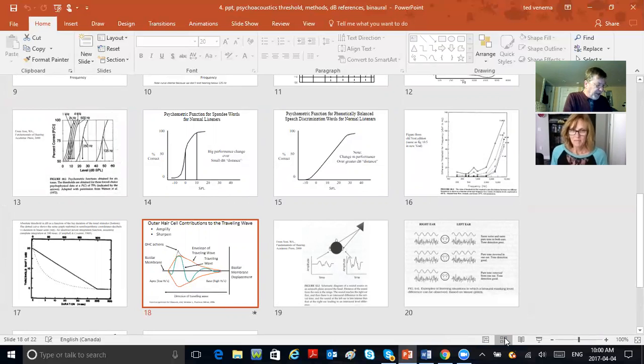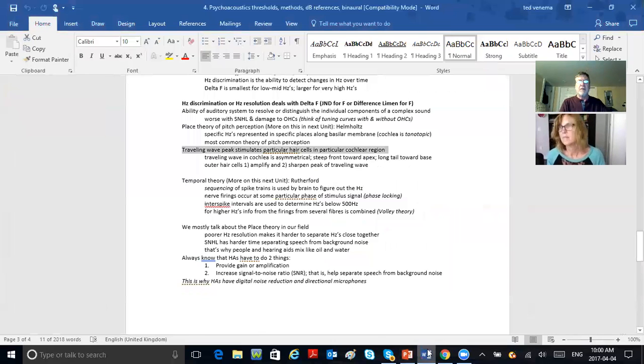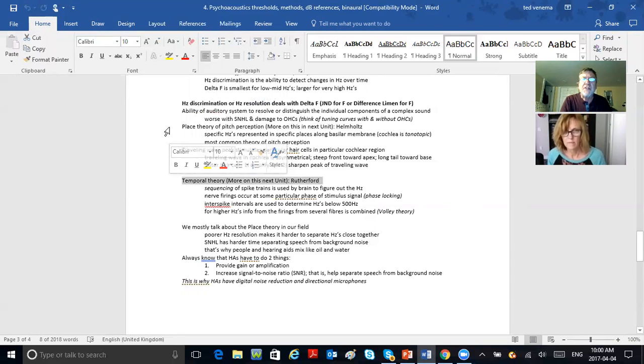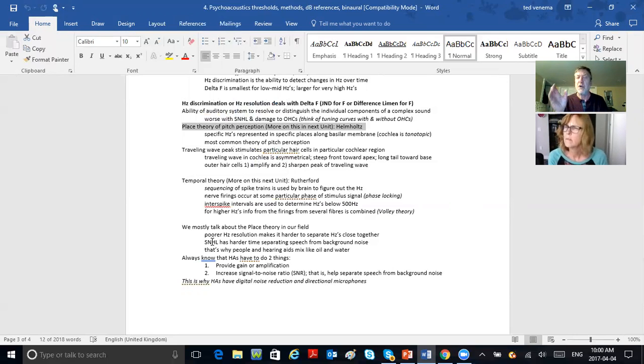So, all right, now you've got a lot of words in here, the bottom part here, and it's called temporal theory, and I think you'll see up here place theory. Okay? Temporal theory, place theory. Those are just two theories as to how the cochlea is tonotopic, or how specific frequencies are represented in specific places. That's all that they are.